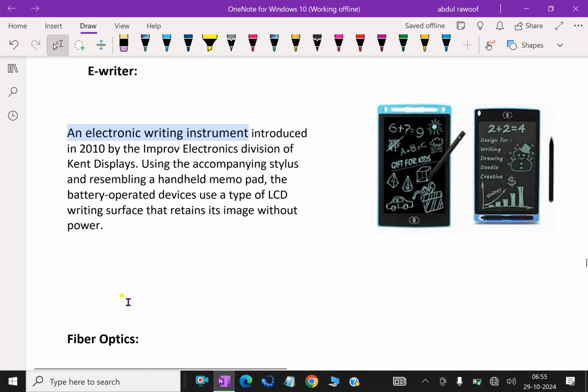E-writer, an electronic writing instrument introduced in 2010 by the Improved Electronics Division of Kent Displays. Using the accompanying stylus and resembling a handheld memo pad, the battery-operated device uses a type of LCD writing surface that retains its image without power.